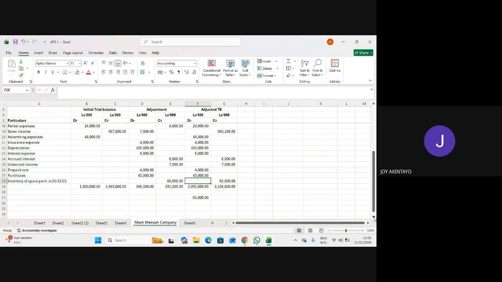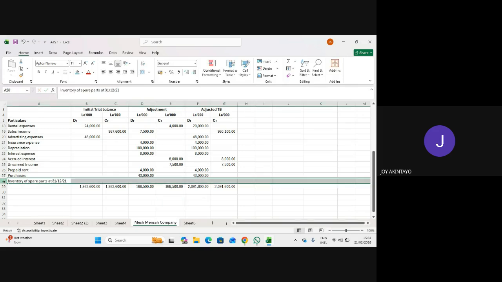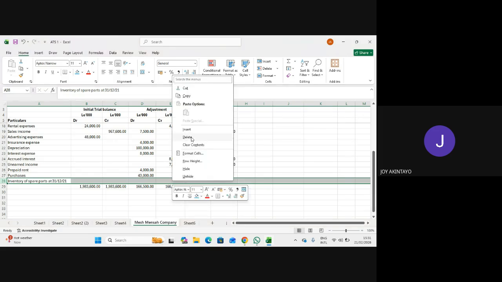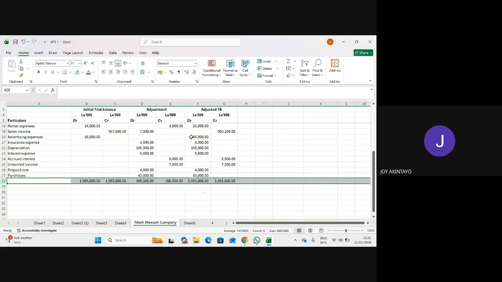65. So we need to remove this. Inventory at the close will be adjusted for when we get to our SOFP. We only need inventory at the end of the period in our SOFP. Are we together? Hello?